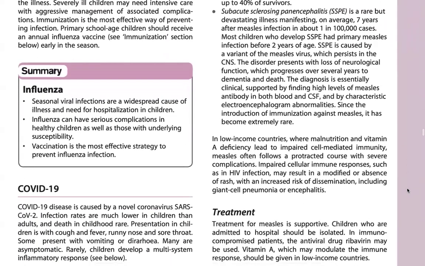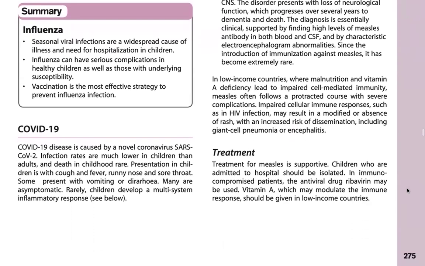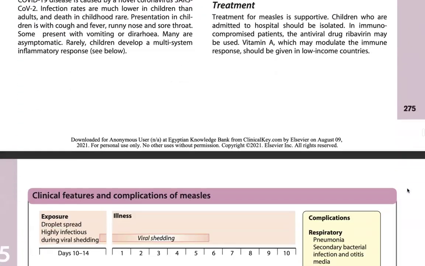COVID-19 is caused by a novel coronavirus, SARS-CoV-2. Infection rates are much lower in children than adults, and death in childhood is rare. Presentation in children is with cough and fever, runny nose, and sore throat. Some present with vomiting or diarrhea. Many are asymptomatic; some usually develop a multi-system inflammatory response.